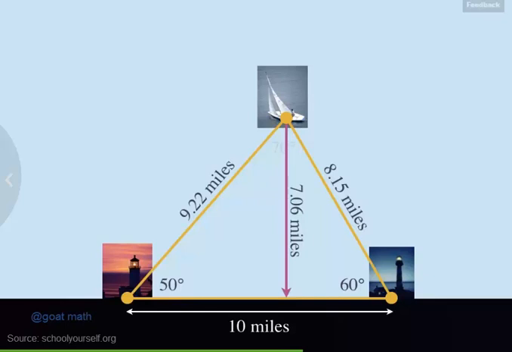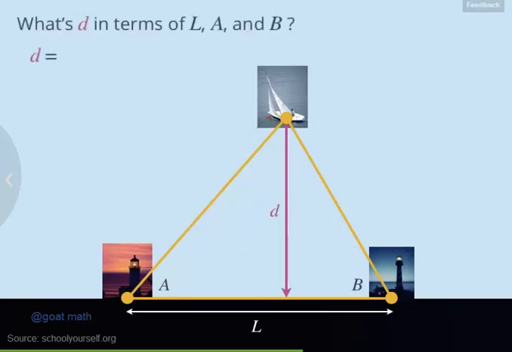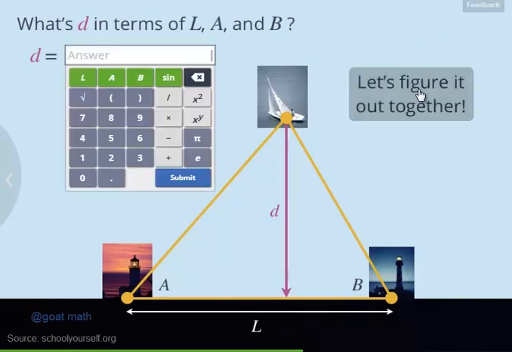So now that you solved this numerical example, let's come up with a general formula for this distance. Let L represent the distance between the lighthouses. We'll call this angle over here A, and we'll call this angle B. And we're trying to solve for the distance D. So what is D in terms of L, A, and B? If you're not sure, click over here, and we'll work through this problem together.